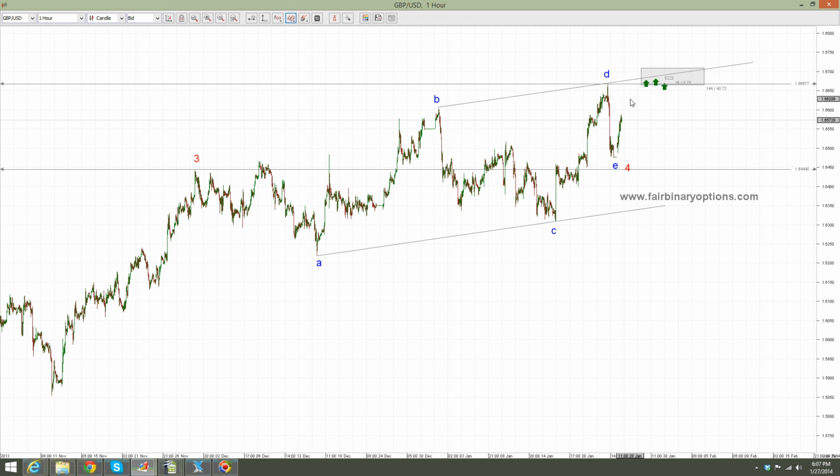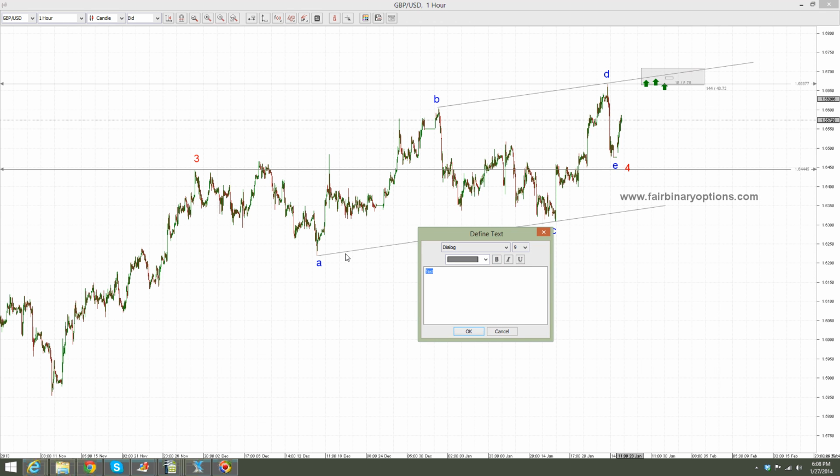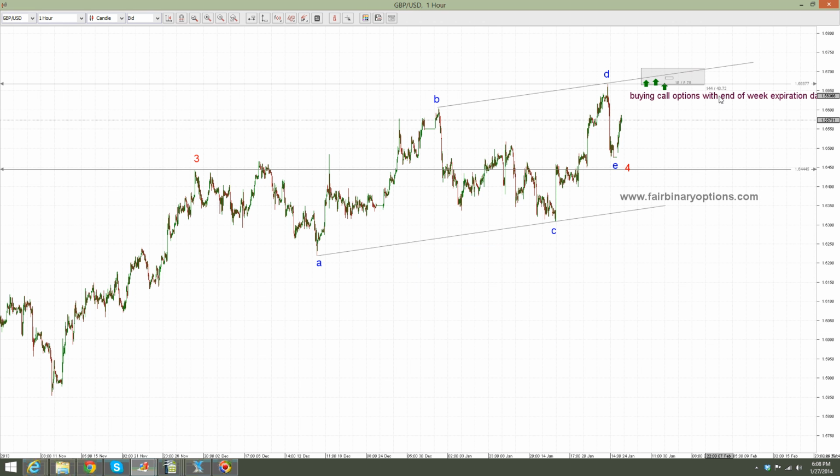So that would be our confirmation that the fifth wave started. So buying call options with end of week expiration date. So even if price goes and breaks those highs, let's say on Friday, it doesn't matter. We are buying call options, end of week expiration date, end of day expiration date on Friday, 21 GMT, by the time the equity markets in the United States are going to be closed.